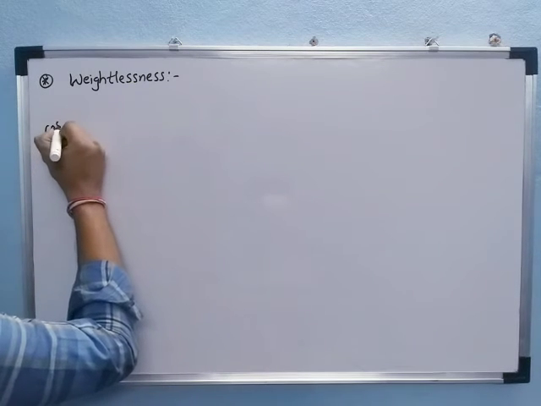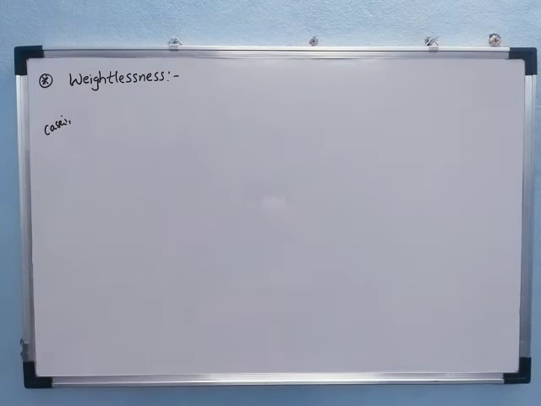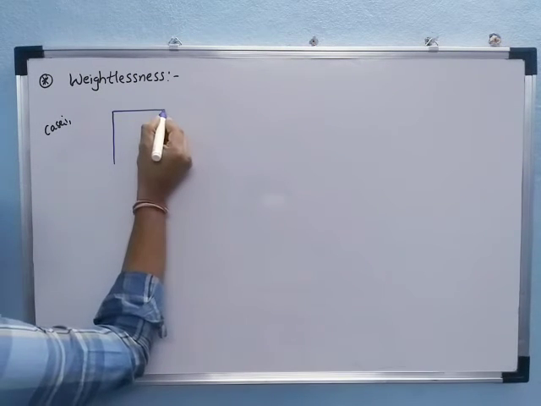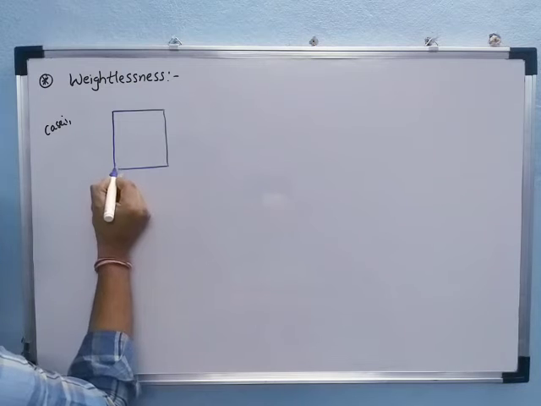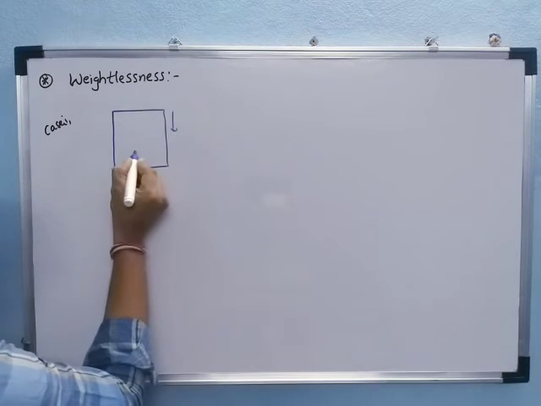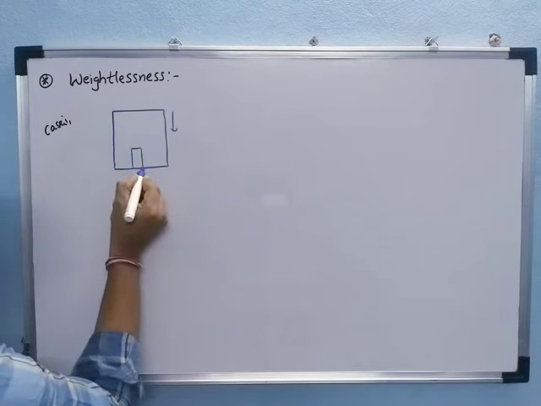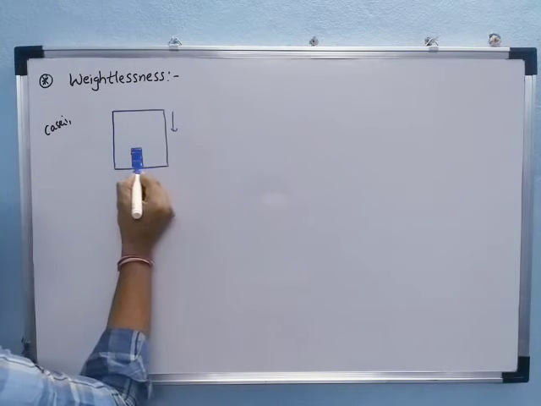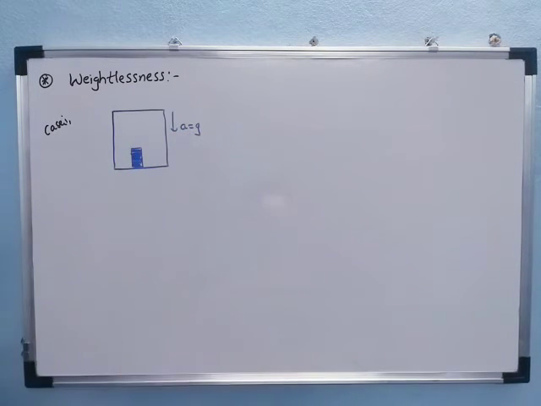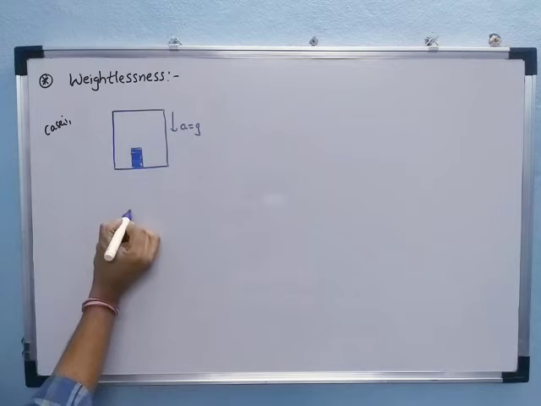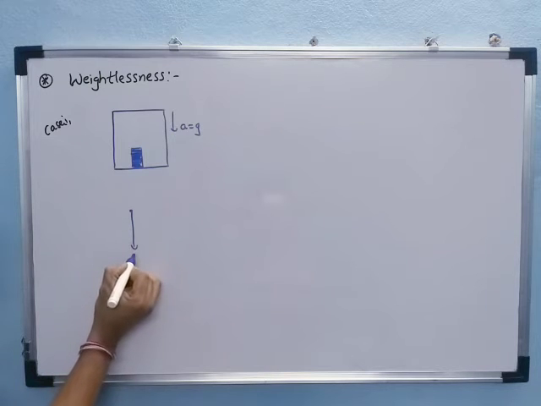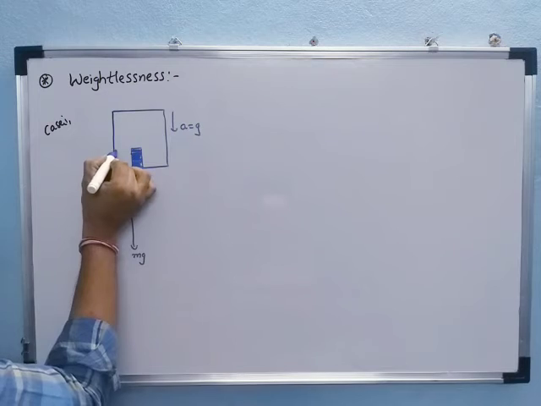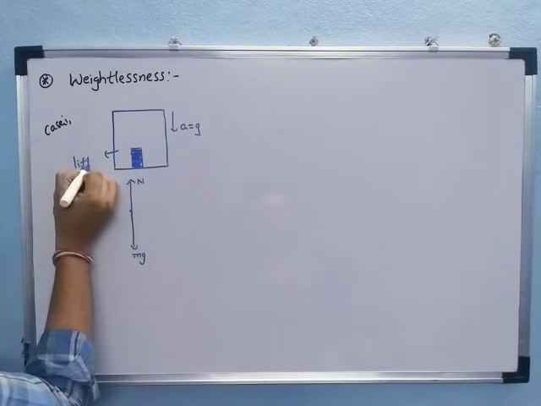Now see the first case. This is considered the lift. The object is freely falling in a lift, so the acceleration a is equal to g. Now we can draw the free body diagram. The weight acts vertically downwards, and the normal reaction acts in the opposite direction.